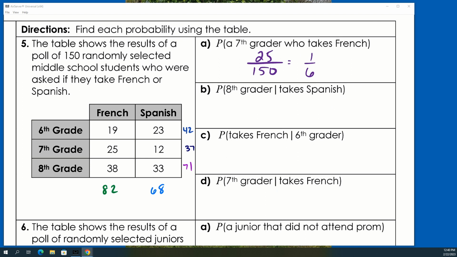Okay, so B says we want the probability of selecting an 8th grader given that they take Spanish. So who do we care about? We only care about Spanish. So if it tells you, you know for sure that they take Spanish, these are the people we care about. We don't care about anybody else. And so how many of those people are there? 68 people. So I know I have a 68 in the denominator. All right, and again, we're just looking at the Spanish people. We're not looking at anything else. And we want to know out of those people, how many are 8th graders? 33. And so that's going to go in the numerator. And that doesn't reduce.